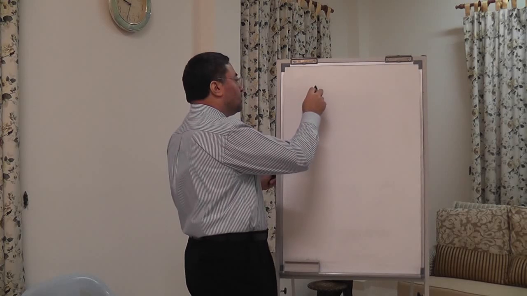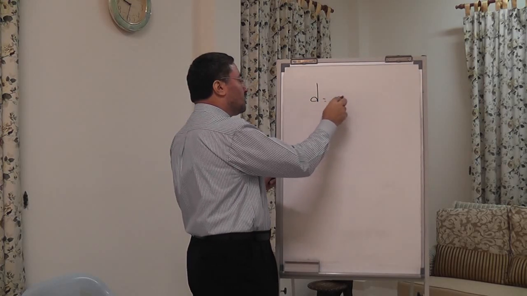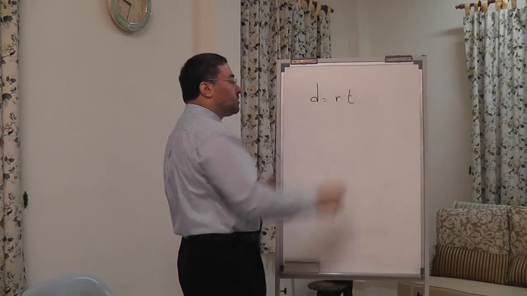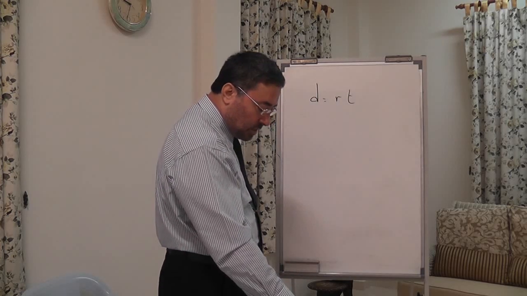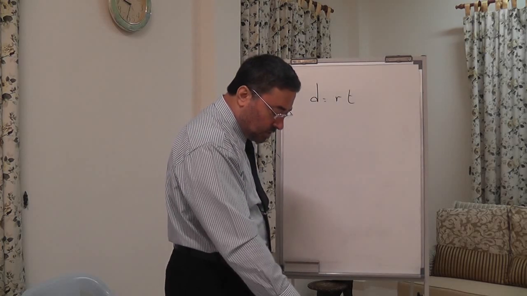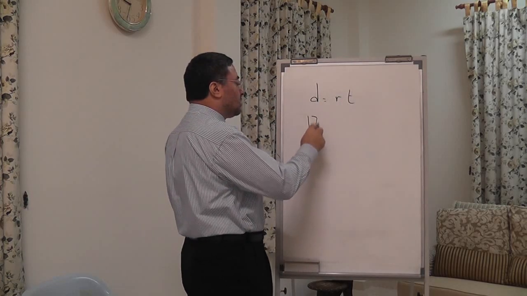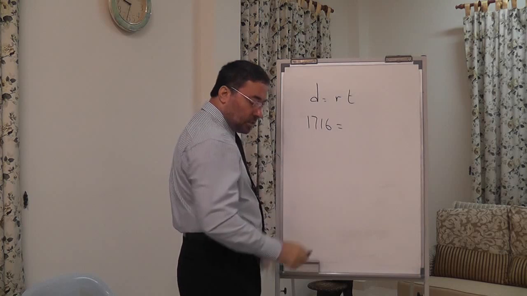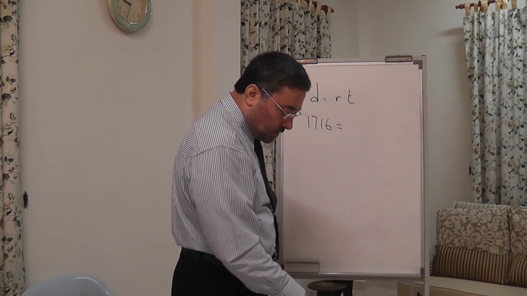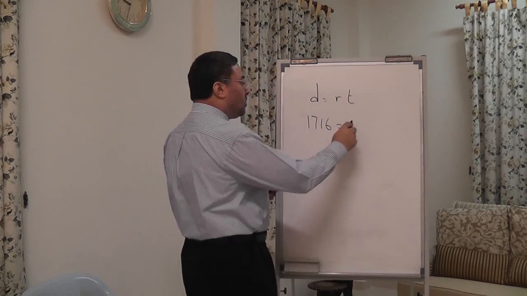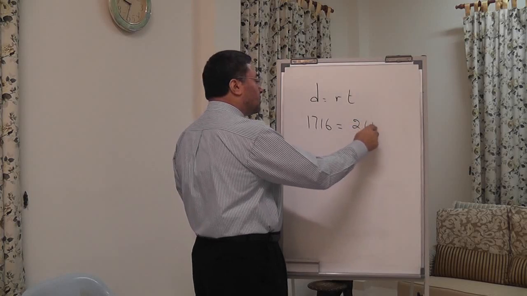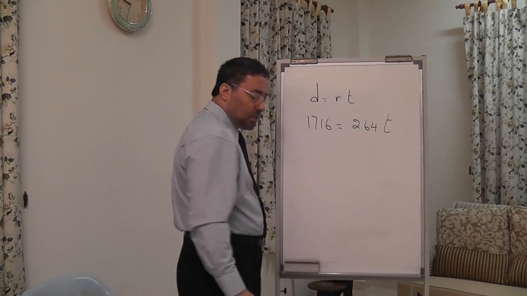Next we have number 6, use the formula D equals RT. Distance equals speed times time, and speed here is referred to as rate. So we have a distance of 1716, and that's equal to RT. Here the rate is 264, and the time is unknown.